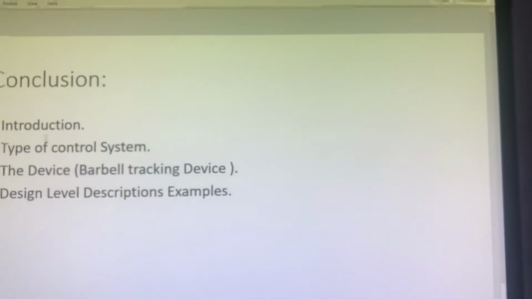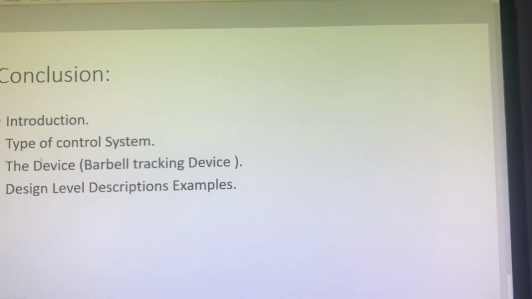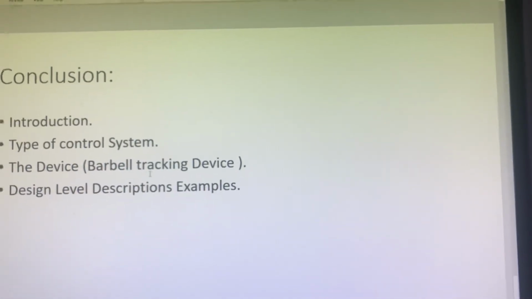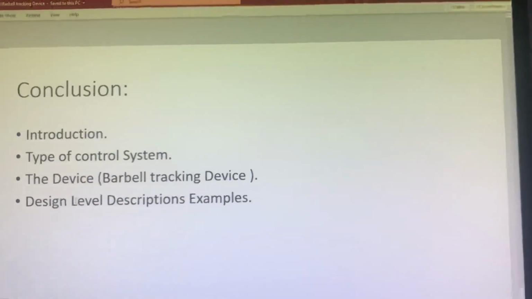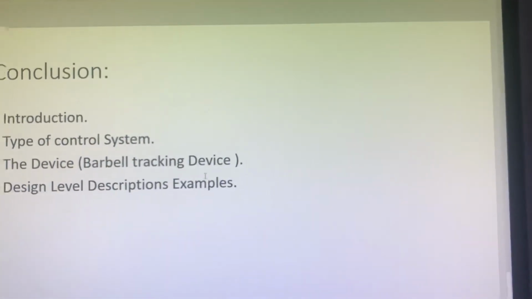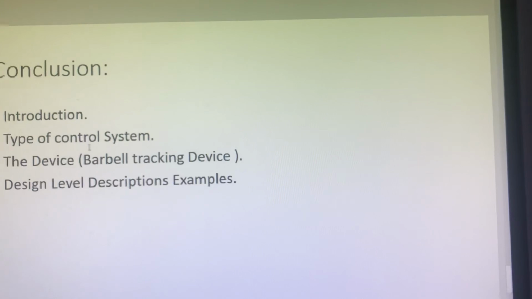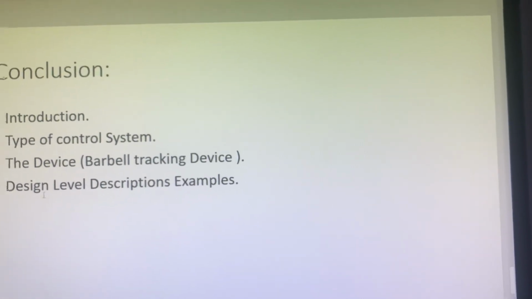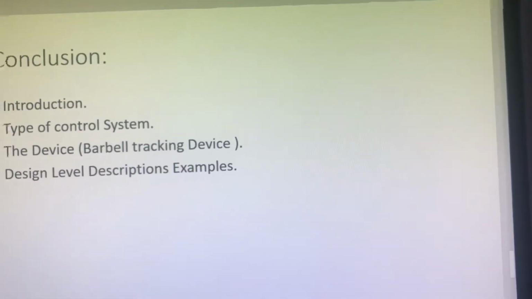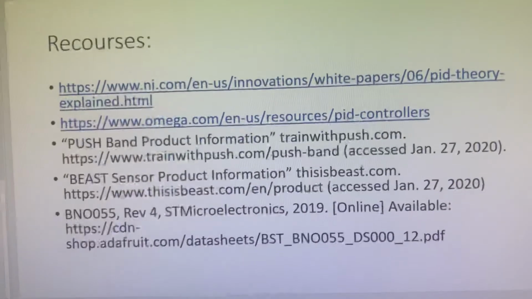That's it. Here's the conclusion. We started with the introduction, then the types of control system, the device that my friends and I designed, and the examples of the control system. We have a closed loop system. That's it. Here are our sources, and thank you.